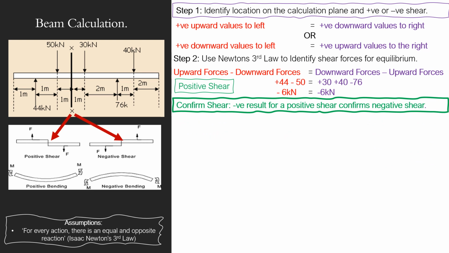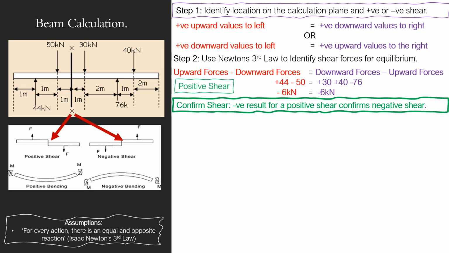What that also means, though, is I've not got a positive shear. When you're talking about what's happening with that beam, it's not the case that 6 kilonewtons is pushing up on the left and pulling down on the right. It's actually the opposite. Because my answer was a negative, that's telling me that 6 kilonewtons is the shear force being applied, but it's in the opposite direction. So I've got it the wrong way around.